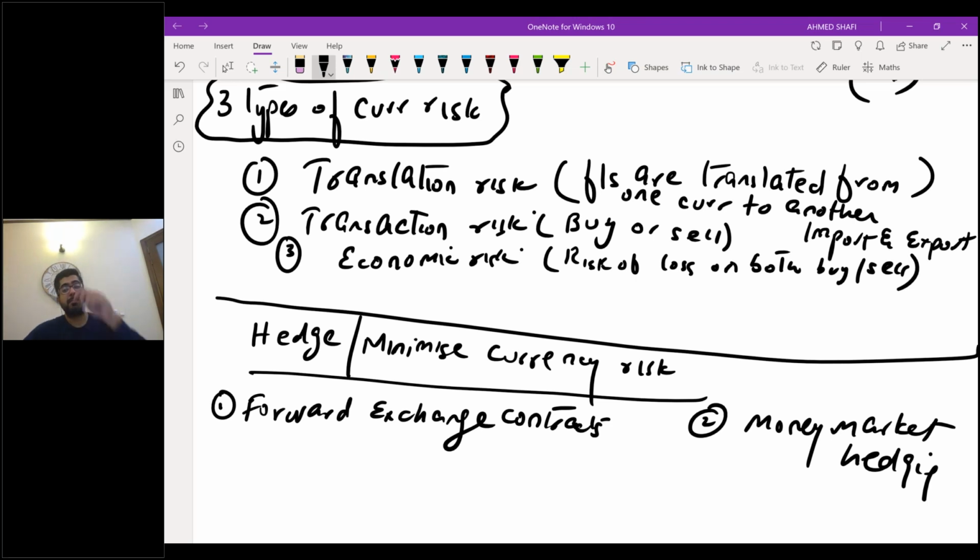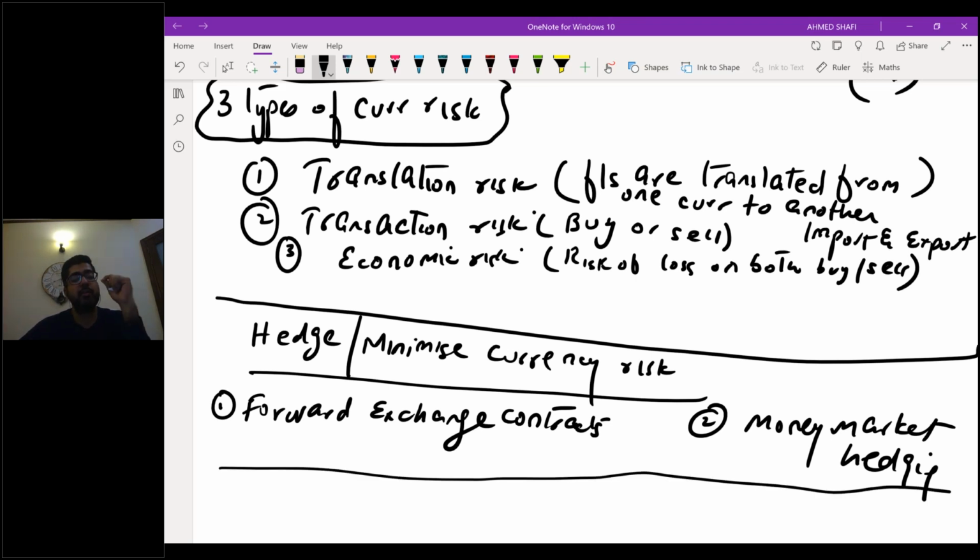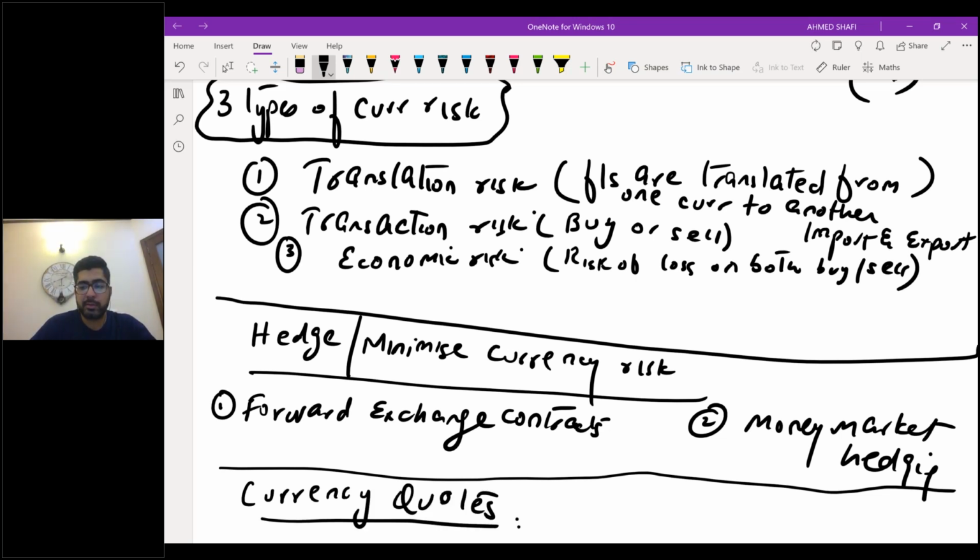But before moving to the questions of these two techniques, in order to solve any question of currency risk management, you must have an idea about currency codes. Before moving to any of these techniques, you must know the currency codes, because without knowledge of codes, it is practically impossible to solve any currency risk question.